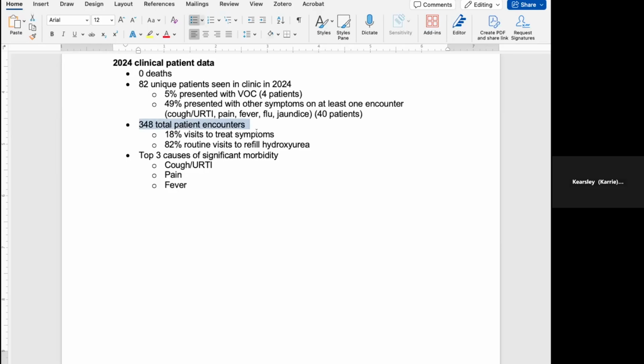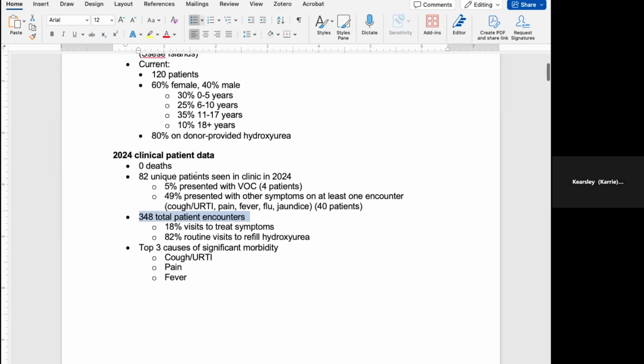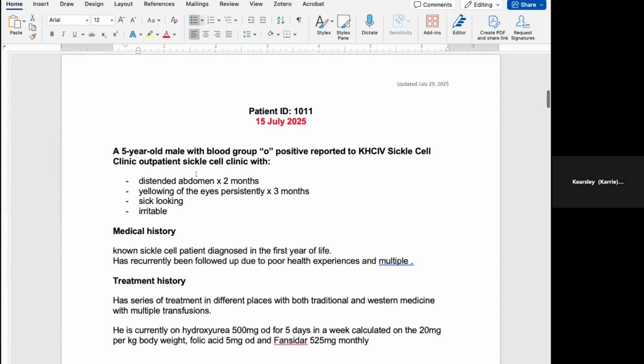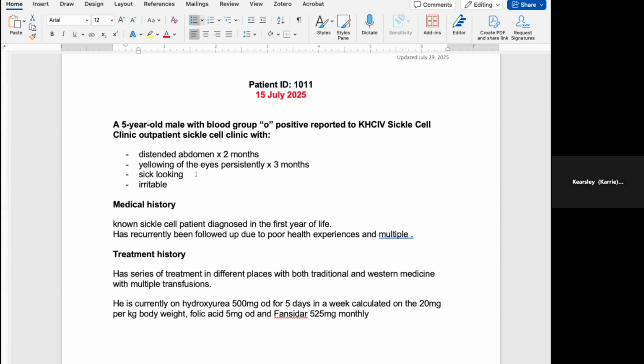About 1 in 5 visits was to treat symptoms, and about 4 in 5 are routine visits to refill their hydroxyurea. The top 3 causes of significant morbidity are upper respiratory tract infection, pain, and fever. So with that background, I'm going to hand over to Musao Joel to present the case.